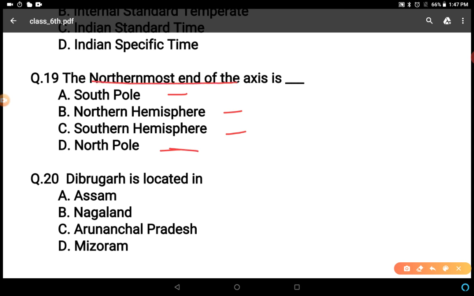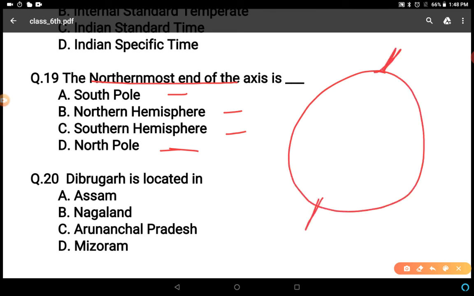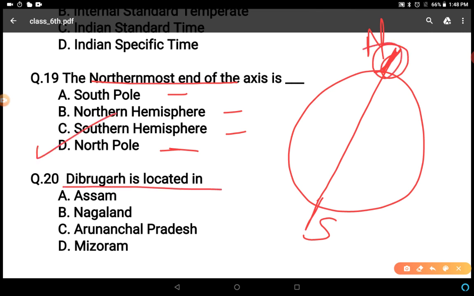So what is the correct answer? Northernmost end of the axis. This is the axis, right? This is the North Pole and South Pole. So the northernmost end is the North Pole. So the correct answer is D. Next and last question. Dibrugarh is located in Assam, Nagaland, Arunachal Pradesh, Mizoram. So the correct answer is Assam. Dibrugarh is located in Assam.